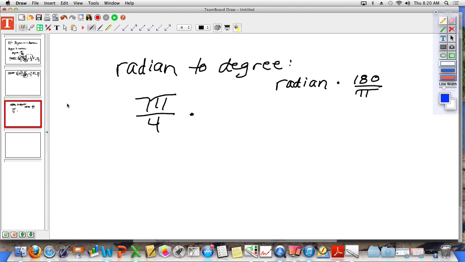So now an example. Let me label this as an example. 7 pi over 4. Multiply it by 180 over pi, because what we're really looking for here is to get rid of the pi's. Do you see now how I have a pi on the top and a pi on the bottom? They cancel out.